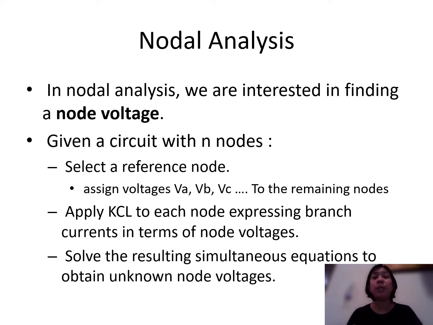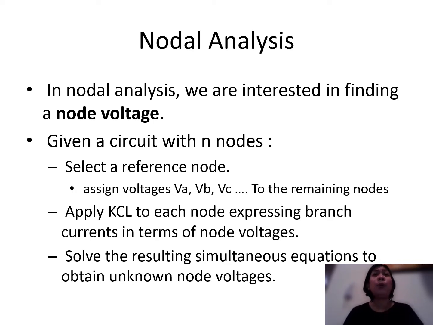What we're going to do is apply KCL to each node, expressing branch currents in terms of node voltages. Actually, we are adding or subtracting the currents in a node. Whenever a current enters or leaves a node, if it enters, it's positive; if it leaves, it's negative. However, we are going to represent those branch currents by their nodal voltages. Later on I will be explaining that.